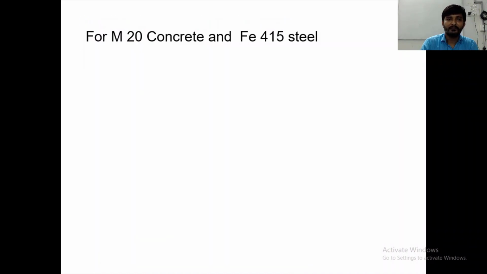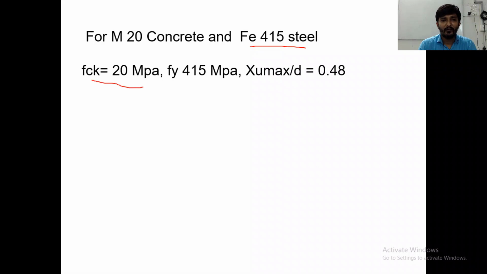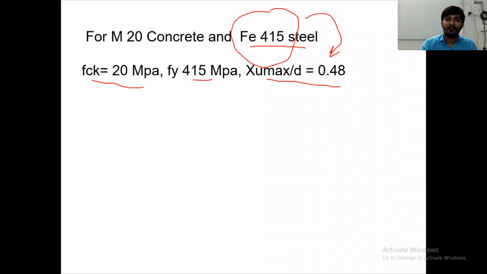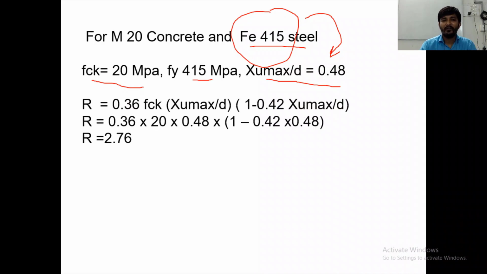Now let us see for M20 grade concrete and Fe415 grade steel. So fck is 20, fy is 415, Xu max by d for Fe415 grade steel we just now calculated from IS 456, which is 0.48. If you substitute these values, first we find out the limiting resistance R, which is 0.36 fck Xu max by d, 1 minus 0.42 Xu max by d. If you put all these values here, you get your limiting resistance factor as 2.76.